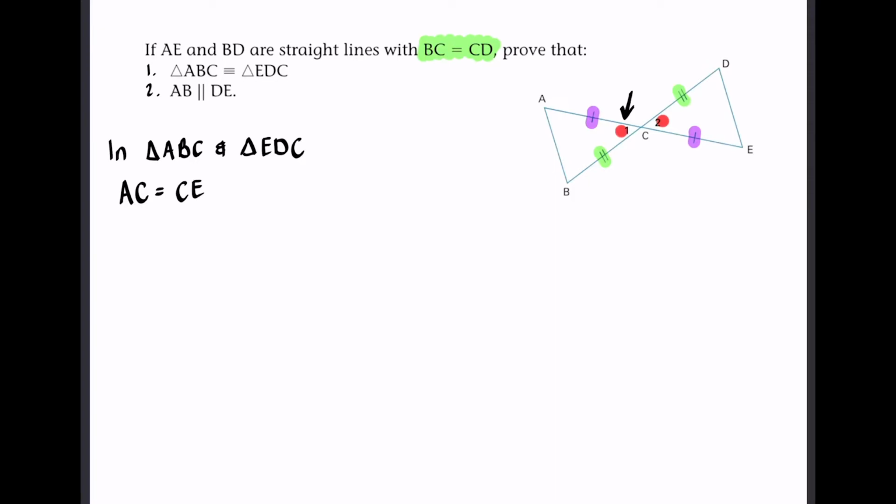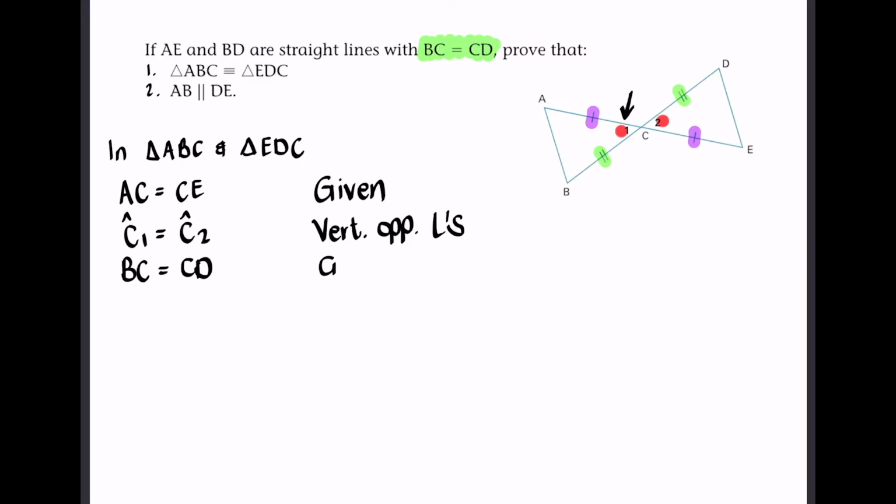Why is AC equal to CE? It was given to us. How was it given to us? It was given to us with those little markers on the triangle. The next thing that I know is angle C1 is equal to angle C2. Why is C1 equal to C2? Because they are vertically opposite angles. Then I also have line BC equal to line CD. Why? Because it was given to us.